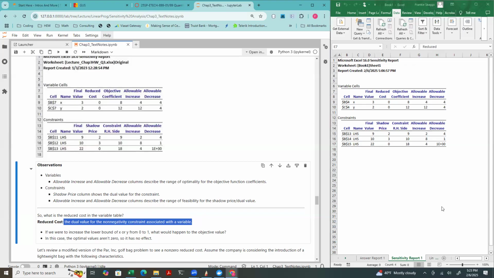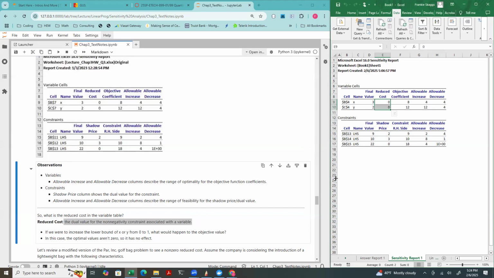Well, in this case, if I look over here on the right, the problem we've already solved, the final values for the optimal solution are 3 and 2. Notice none of those are 0. So if I moved x is greater than or equal to 0 to x is greater than or equal to 1, it's not going to change anything because the optimal solution is not at 0, it's at 3. So 3 will obviously be greater than or equal to 1. That's why they're both 0 in this case.